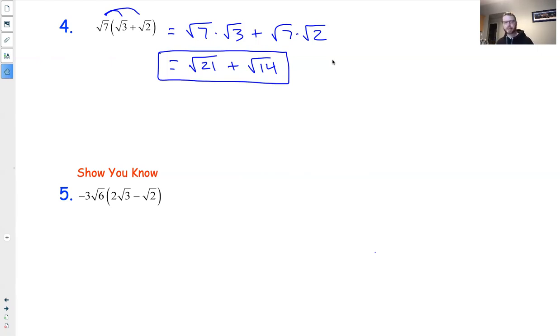This next one is going to be a little bit more tricky. I would encourage you to pause it and try it on your own. Okay. I will go ahead and solve it though.